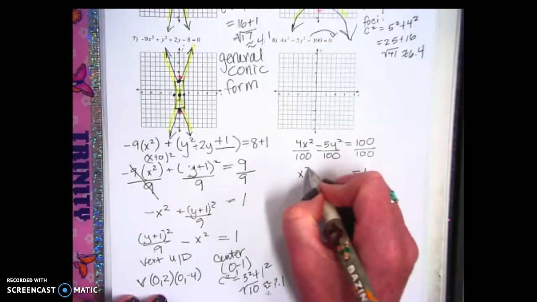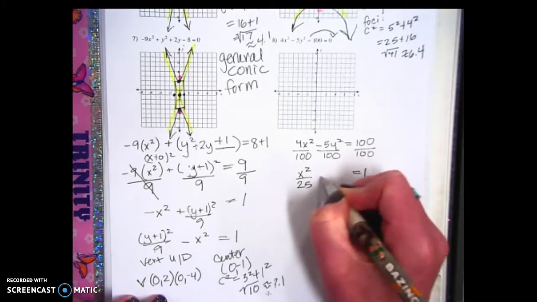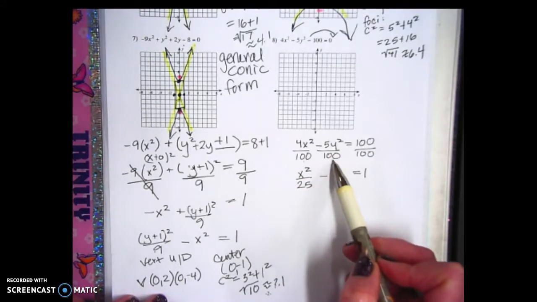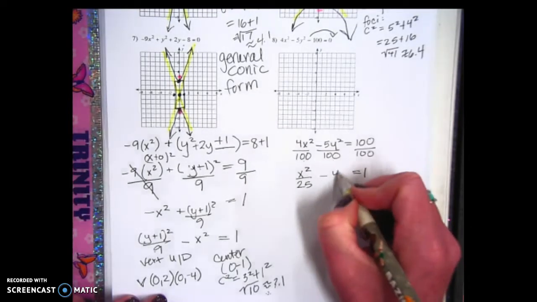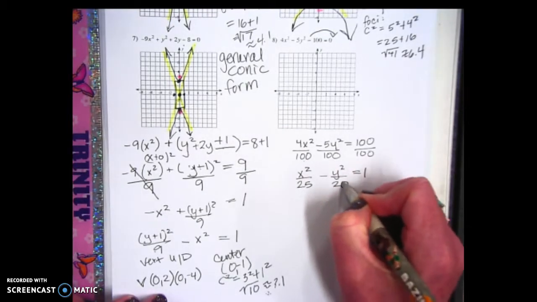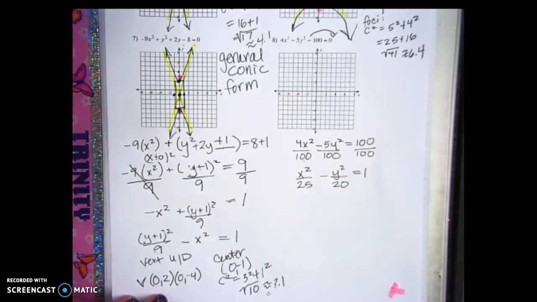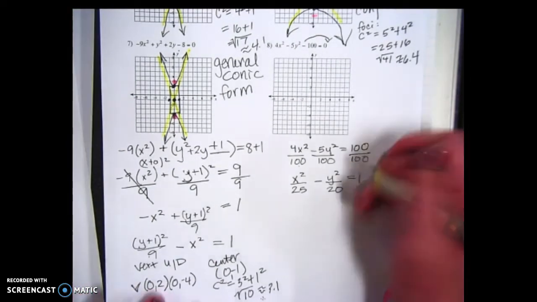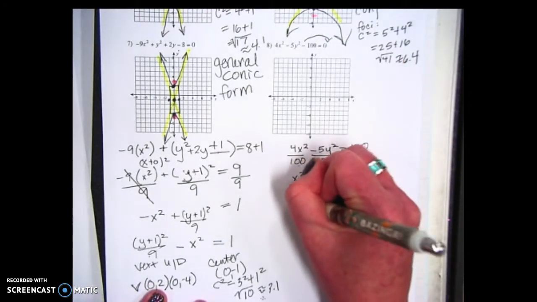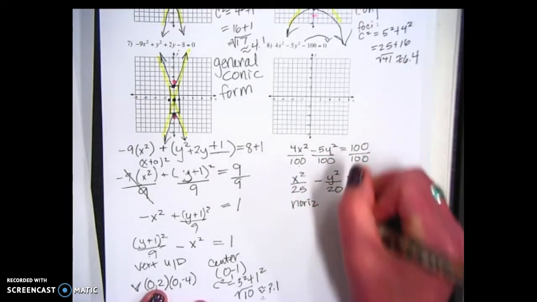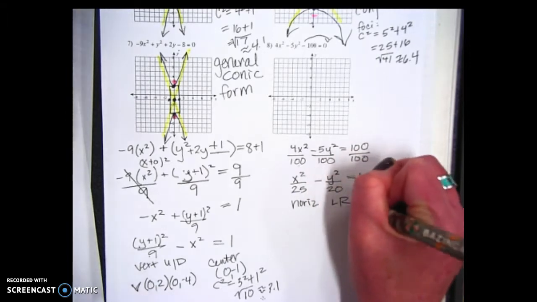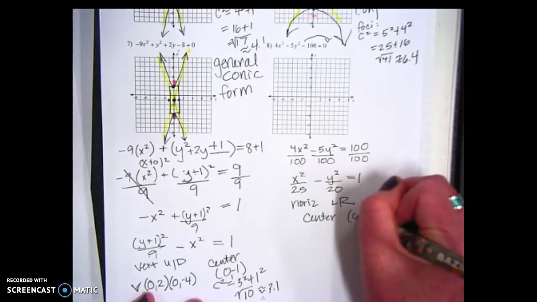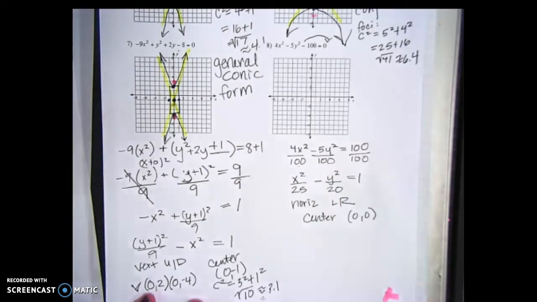And then 4 over 100, 4 goes into 100 how many times? So we have x squared over 25 minus, and then 5 and 100 reduces to 20th. So y squared over 20. So this one's going to be horizontal. So this one's opening left and right. The center is easy because nothing's being added or subtracted. So we've got 0, 0.